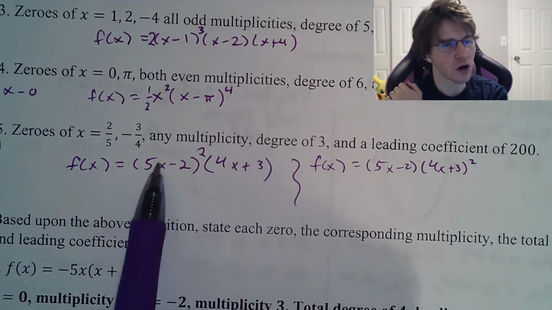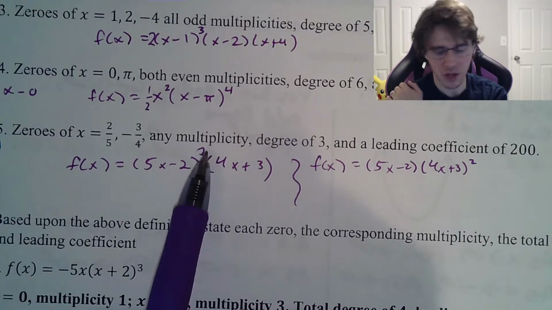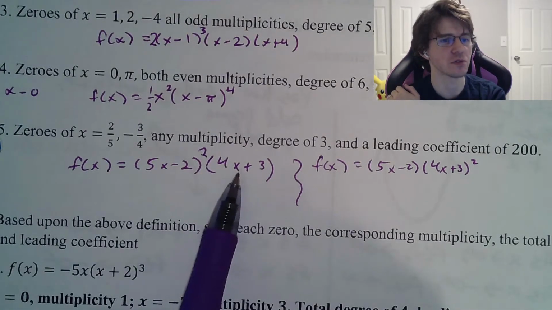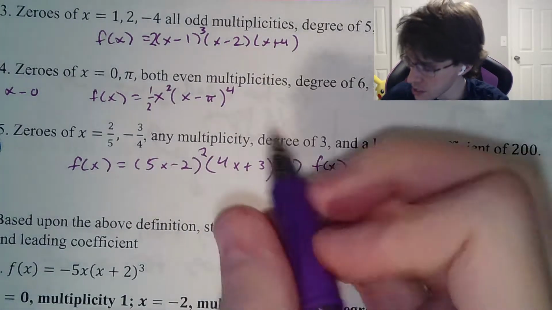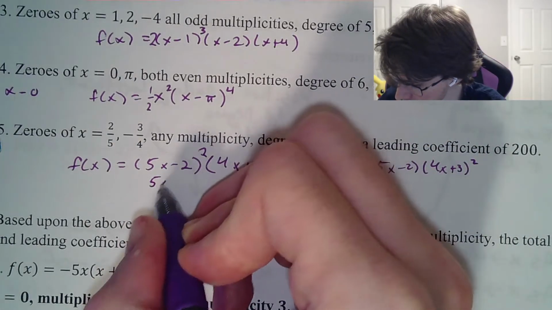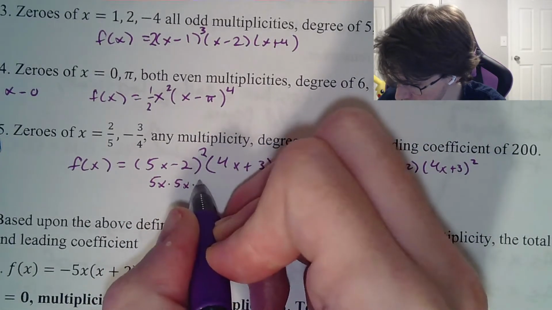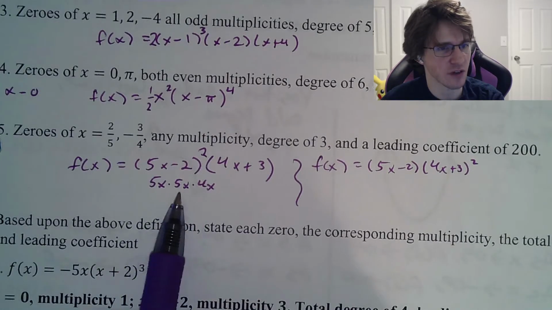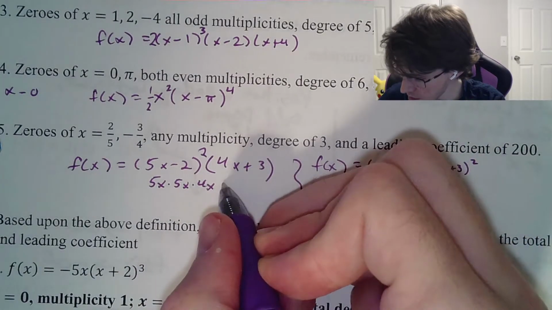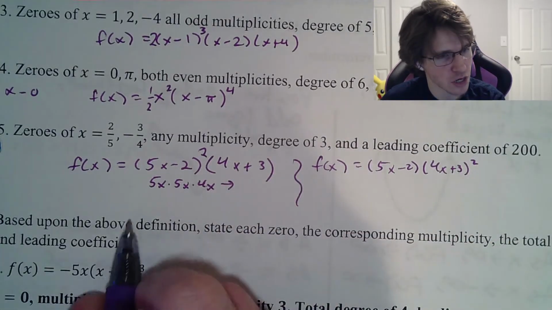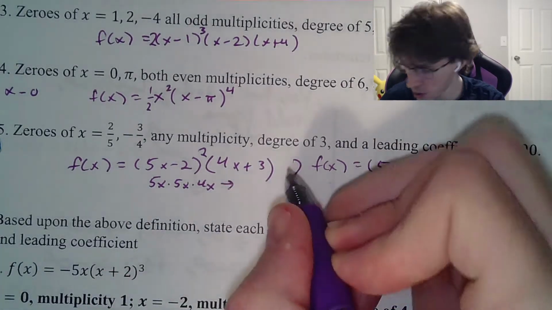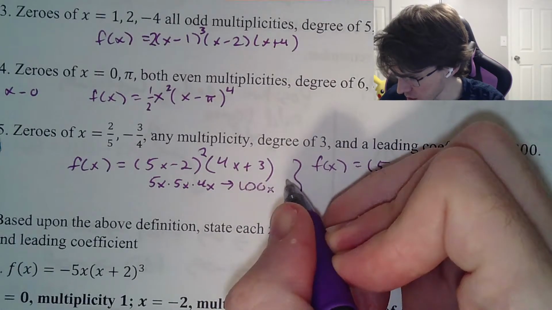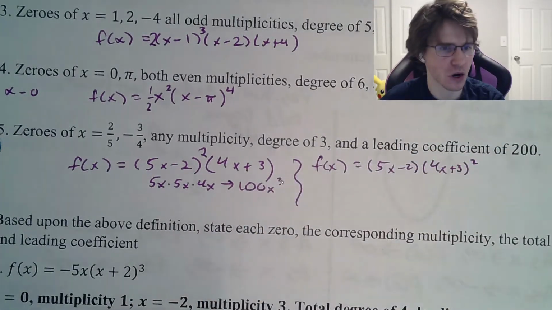So if I were to actually multiply this out, like if I were to do 5x minus 2 times 5x minus 2 times 4x plus 3 and do some FOILing, at some point I'd end up with a 5x times a 5x times a 4x. Because I have a 5x squared, so I get a 5x and a 5x and a 4x. And that means the current leading coefficient is 5 times 4, which is going to be 100. x cubed is the current version of it.